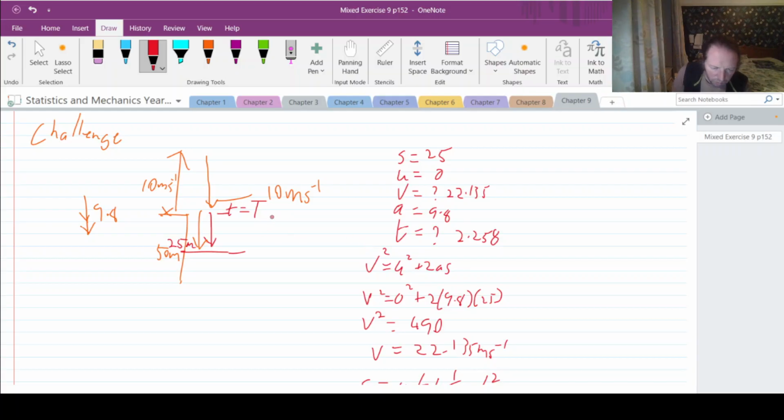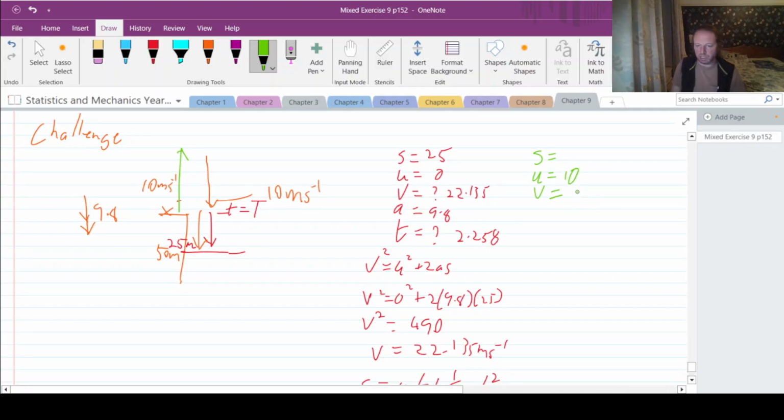Okay, so at the point that the first ball goes up at 10 meters a second and back down again, how long does it take? So for this first section, let's make it green. Let's do suvat on that. The distance, I don't know. The initial speed was 10. The final speed was 0. The acceleration, in this case it's getting slower, is 9.8. And the time, I don't know, but I do want to know.